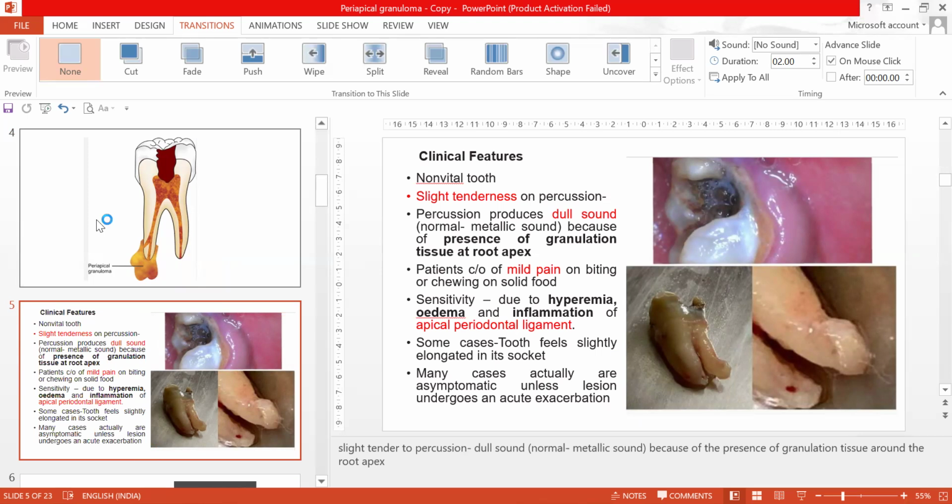The patient may have sensitivity due to hyperemia, edema, and inflammation of the apical periodontal ligament. In some cases, the patient may feel as if the tooth is slightly elongated in the socket. Many of the cases are actually asymptomatic unless the lesion has undergone an acute exacerbation.